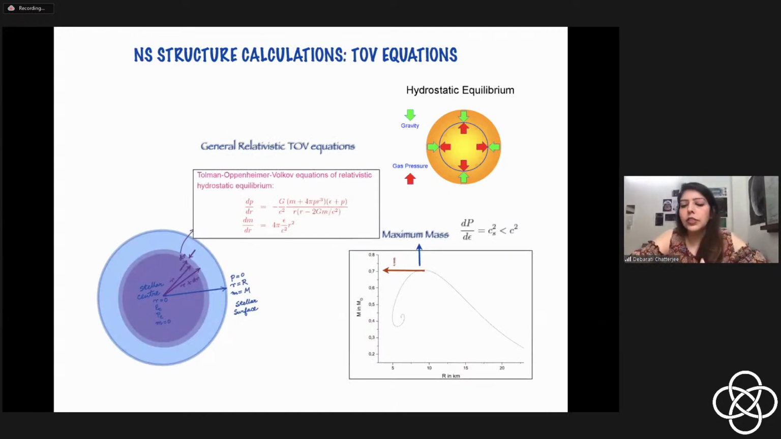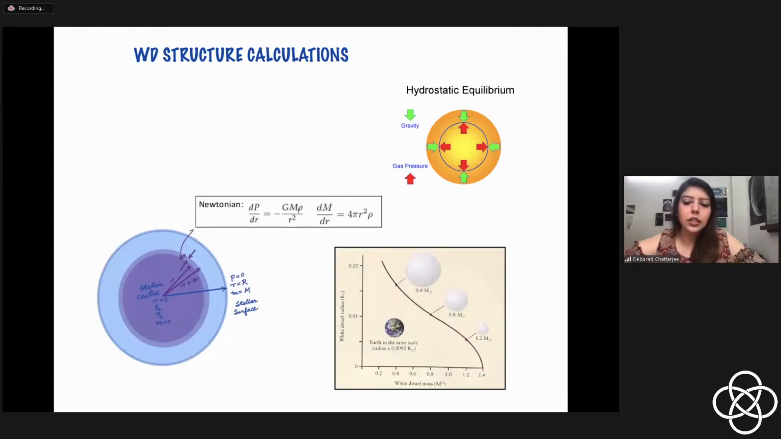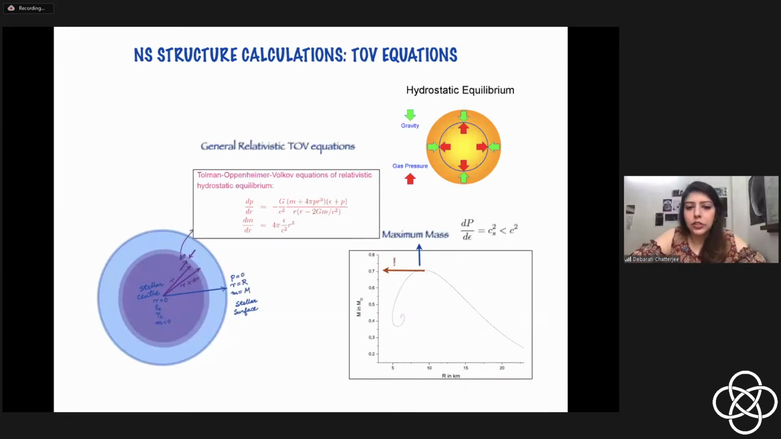This was first done by Tolman, Oppenheimer, and Volkoff, so it's called the TOV equation after them. These are nothing but the same dP/dr calculation, but there are general relativistic correction terms added to it. So if we do the same thing now, numerically we integrate outwards and calculate the mass and radius. So you see the curve on the right. This is what we obtain.